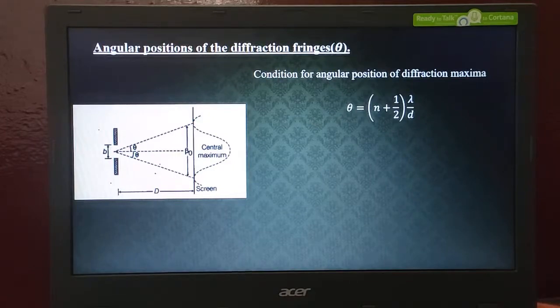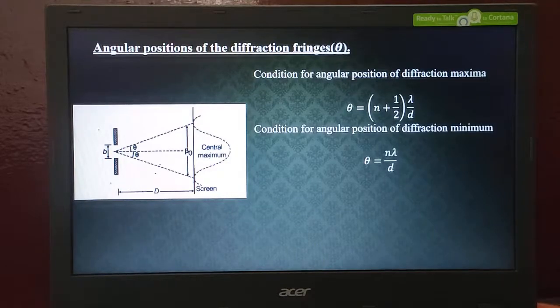Now, what is the condition for angular position of a diffraction minima? That is theta is equal to n lambda divided by d. The expression for the angular position of diffraction minima is theta is equal to n into lambda divided by d. Here theta is nothing but the angular position of the diffraction fringes and n is an integer, that is, actually first order 1, 2, 3, 4, 5, 6 is the integer of the fringes.